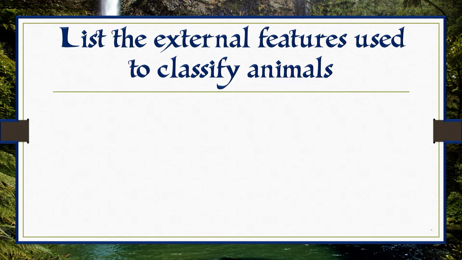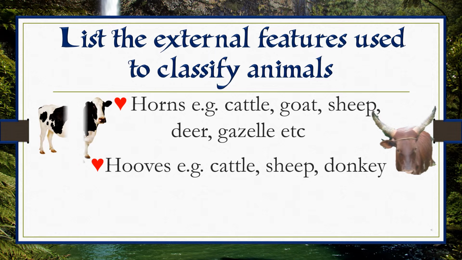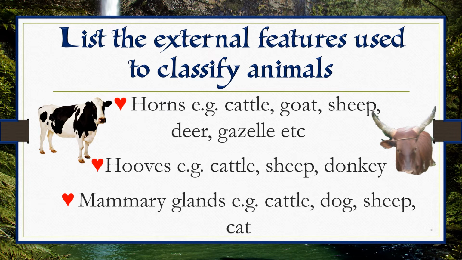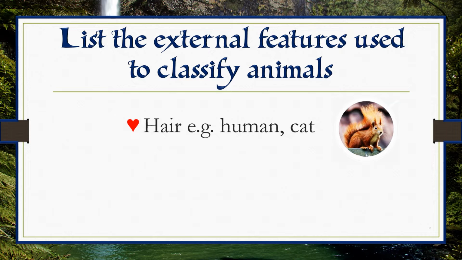List the external features used to classify animals. We have horns, for example, in cattle, goat, sheep, deer, gazelle, among others. We have the hooves that can be found in cattle, sheep, donkeys, and many other animals. There are mammary glands found in cattle, dogs, sheep, cat, and many other mammals. We have hair that is found on man and cats and other animals.